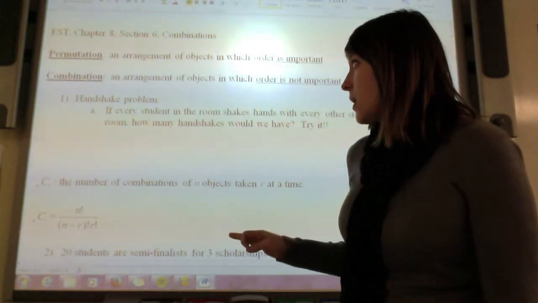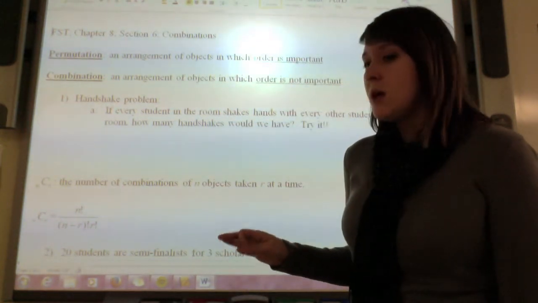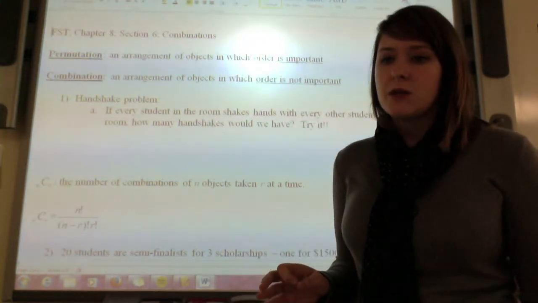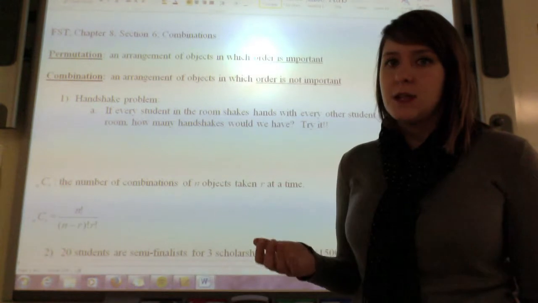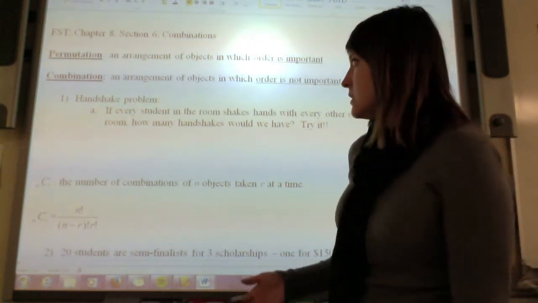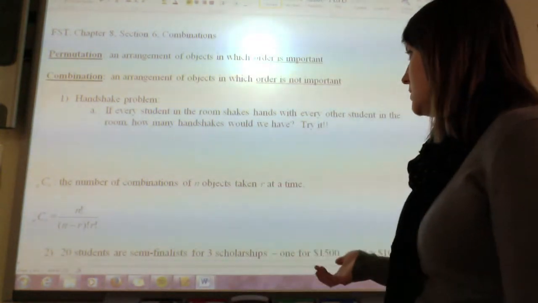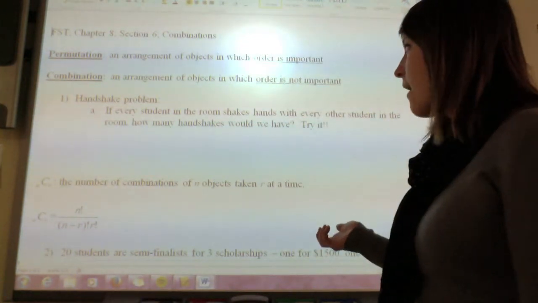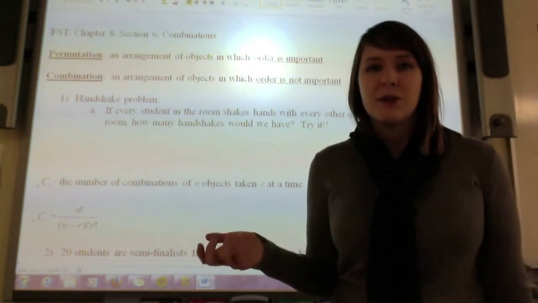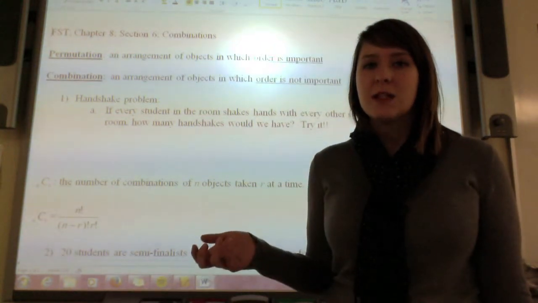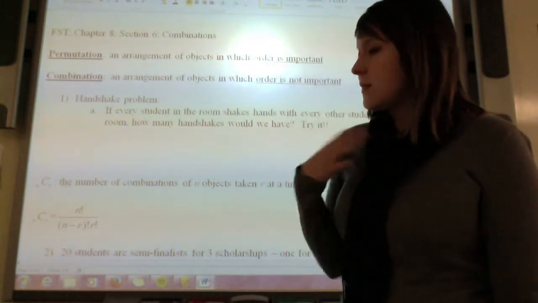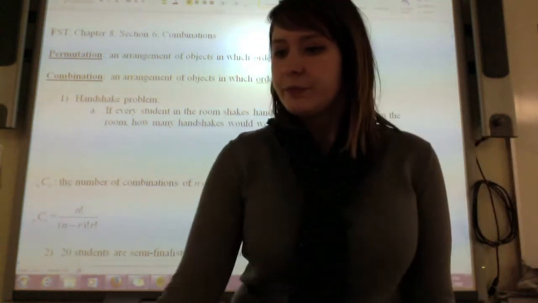Okay, so the first problem is the handshake problem, and if you look at page 523 in your book, it kind of walks through an example of what this handshake problem actually means. So it says, if every student in the room shakes hands with every other student in the room, how many handshakes would we have? Well, normally this is where we would go around and shake everyone's hands, but this is a video, so we can't do that. Okay, but we can think about what would happen.